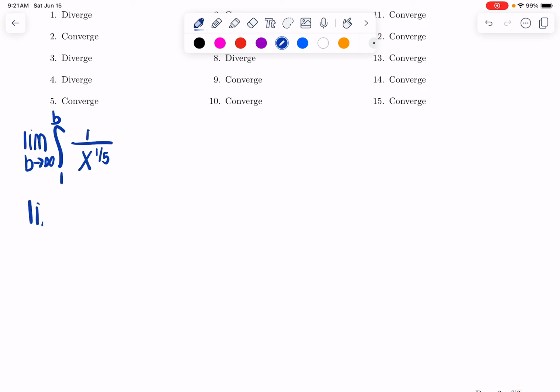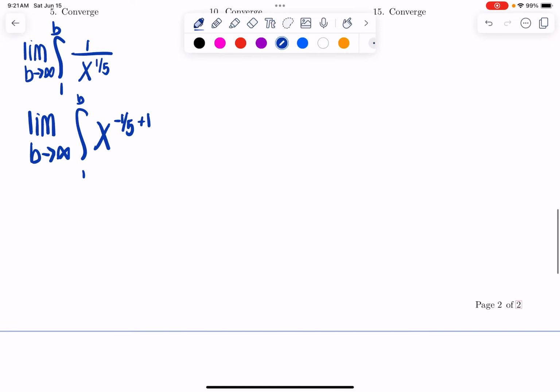So this would be the limit as b approaches infinity of, I would move that exponent to the top, so it would be x to the 1/5. Then from there you would add 1 and then divide by that. This would be 4/5, but when I divide by 4/5, it would be just multiply by 5/4. So then it would be x to the 4/5 and 5/4 out front, as the limit as b approaches infinity, evaluated from 1 to b.